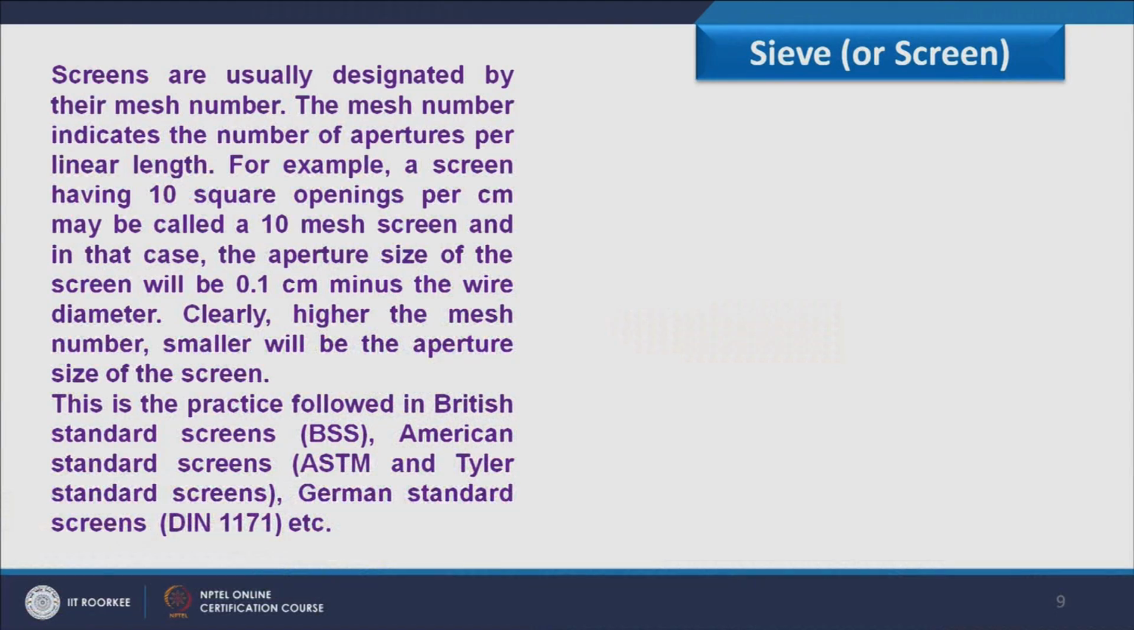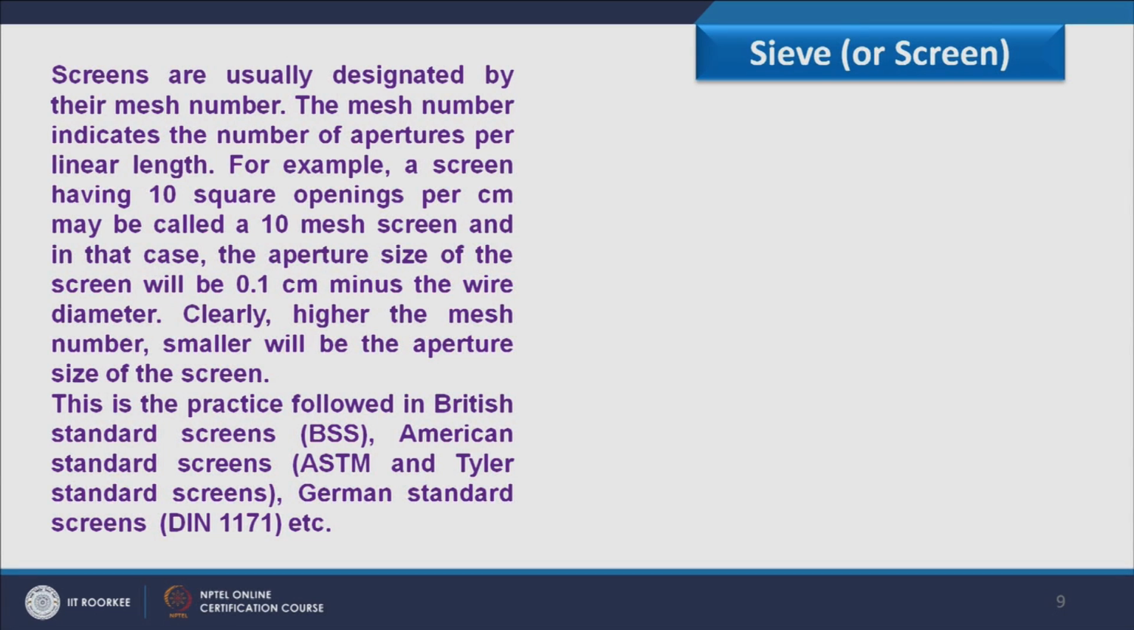What is mesh number? Mesh number indicates the number of apertures per linear length. For example, if I consider a screen with 10 square openings, then 10 would be the mesh number of that particular screen. So, how do we define the opening of that? Suppose I am considering a linear length of 1 centimeter and a 10 mesh screen. So, 1 divided by 10, that is 0.1 centimeter, minus the wire diameter would be the aperture size of the screen.